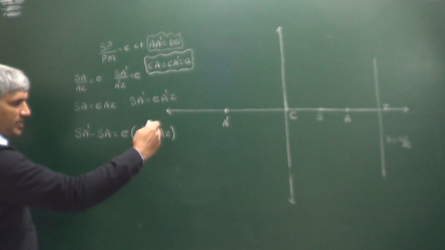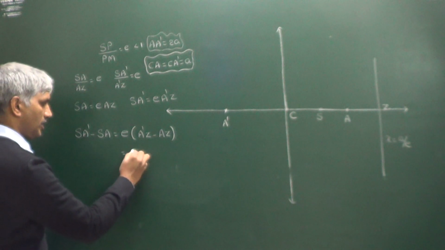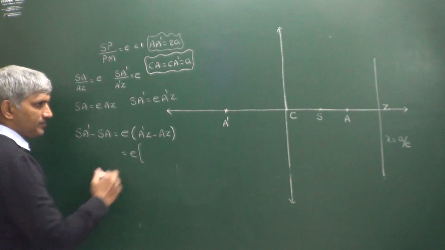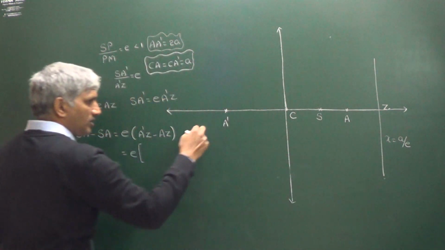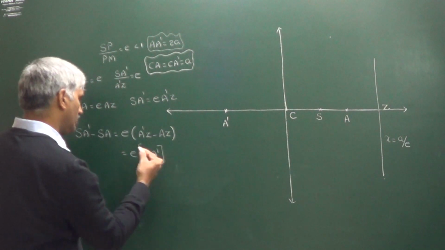SA dash minus SA. Okay. E into, observe first, A dash Z minus AZ. A dash Z minus AZ is again nothing but A dash. So that's why it becomes 2A, that one.